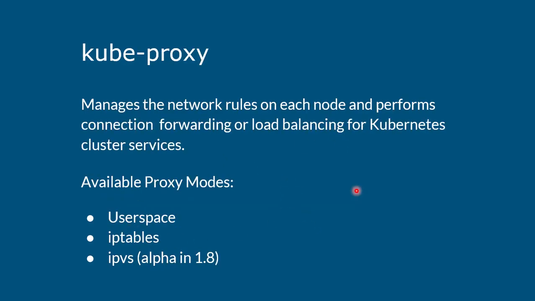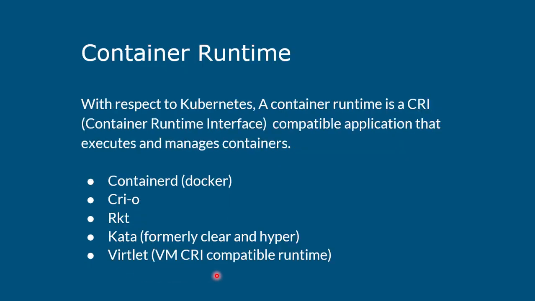The kube proxy manages the network rules on each node and performs connections for load balancing for Kubernetes clusters. So if there, again, is a state which requires several images or several pods to be running an application, it will be creating and make sure that that desired state of 3 or 4, whatever that desired state, is maintained. And available proxy modes: user space, IP tables, and IPVS.